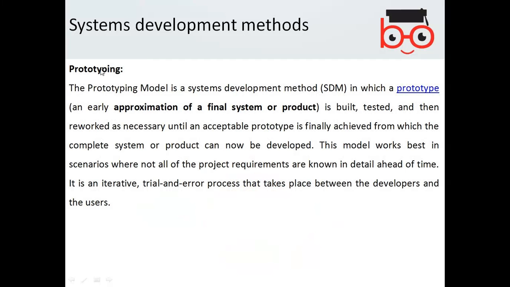Now, prototyping. Have you heard about prototyping? No, I haven't. Prototype is a term like a sample, producing a sample. The prototyping model is a system development method in which a prototype, an early approximation of a final system or product, is built, tested, and then reworked as necessary until an acceptable prototype is finally achieved, from which the complete system or product can be developed.